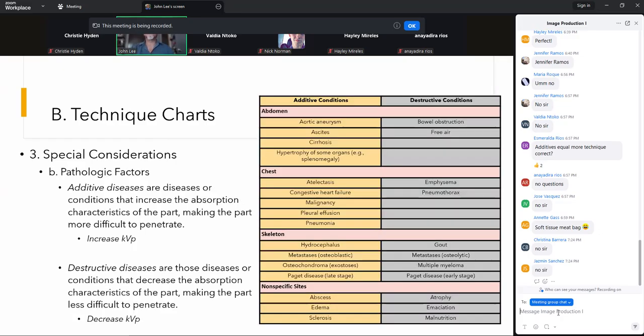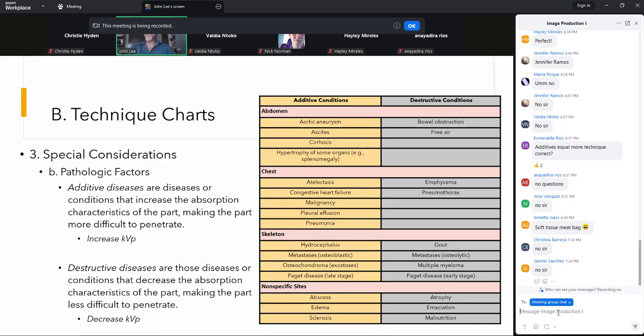For pathology, don't get freaked out. These are the same pathologies. This is the same chart we saw earlier, so this isn't another set of pathologies. For the additive conditions, it's prescribed that we increase our kV. An additive condition typically increases tissue density and the atomic number changes as well. A lot of times an additive condition does not cause the soft tissue size of the part to increase. It's only the internal structure that increases or changes.